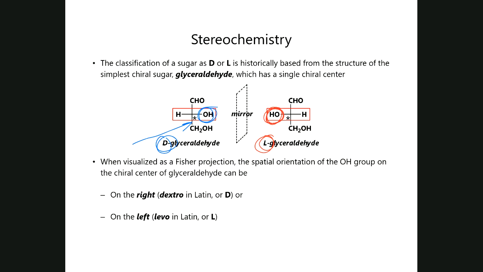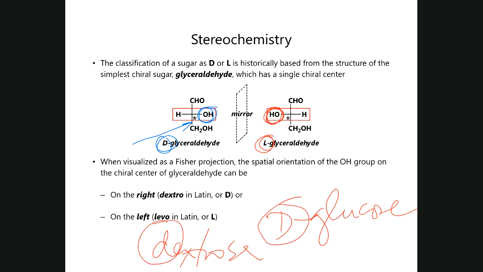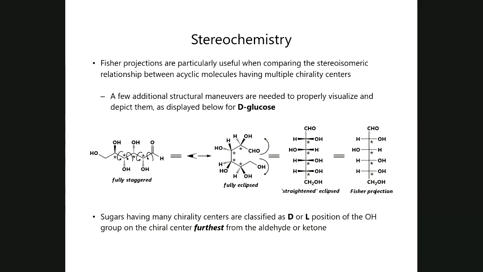You may have heard of the term dextrose. Dextrose is another name for D-glucose, and it's related to the D. Structurally, we're going to talk about another concept that is where the D versus L actually comes from. But it turns out that structurally speaking, this is how sugars are now defined as D versus L using Fischer projections. So if you take glucose, here's glucose.